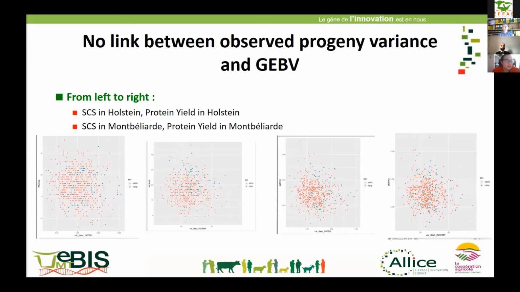I just wanted to add a slide, meaning that we found, as other papers found, that there was no link between observed progeny variance and GEBV, and we did that on touch rate, somatic cell score and protein yield in Normande, Holstein, and Montbéliarde.